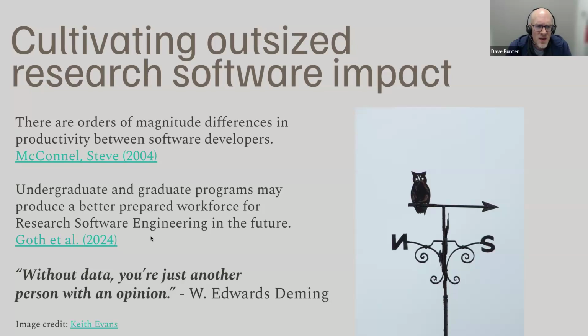It's worth noting that undergraduate and graduate programs may produce a better prepared workforce for addressing some of these things in research software engineering in the future. There is some work going into building programs that can help prepare people to address these things in perhaps more productive ways, but they're not yet here today. So really, I wonder what things we would have to measure in order to think about these things. How do we solve these things right now, and how do we start to address them in the future?